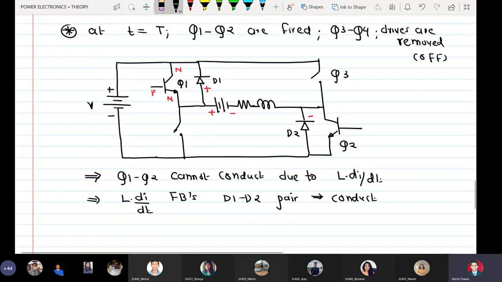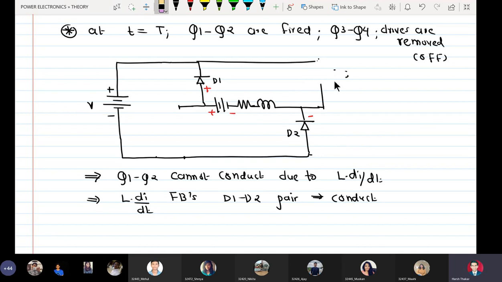Okay, so now students, what we can do, we can simply remove this guy from here. Q1 is not there. This is also not there. Q2 is gone. This is also not there. Okay, so now terminal A, terminal B. See the current flow now.